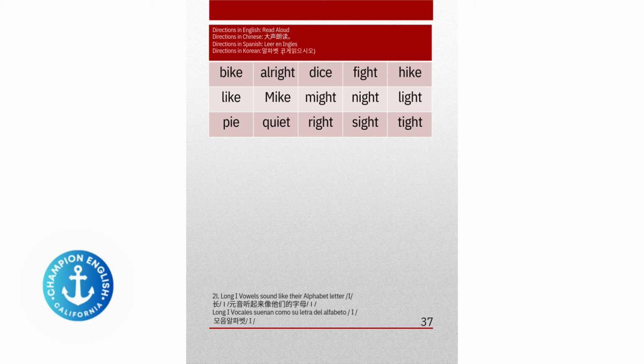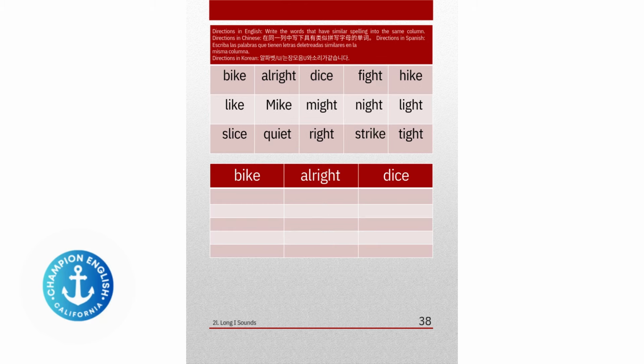Okay, students, go ahead and pronounce each word out loud by yourself. Okay, students, we're now going to take each word and put the words in the right column. So we have three columns. Our columns are bike in column one, alright in column two, and dice in column three. Go ahead and take all of your words and put the words in the right column. I am going to give you 30 seconds to do this.